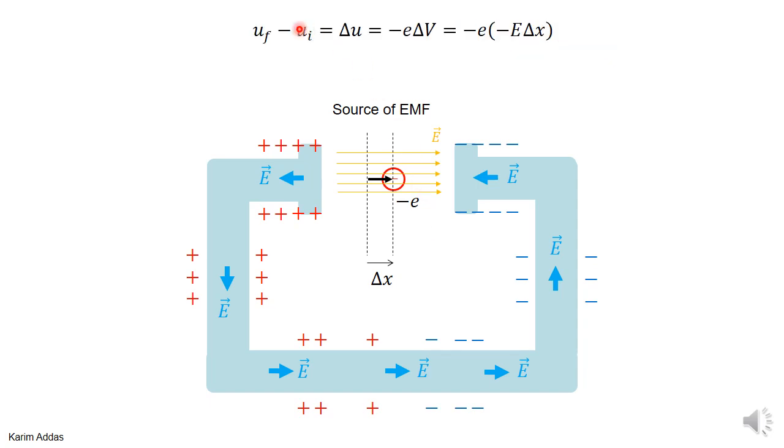So the difference in energy of the system will be the charge times the potential difference between the two points. The charge is minus e, and the potential here is smaller than the potential there, because the electric field goes from high to low, so this point is at a lower potential than this one. So let's assume it's a uniform electric field, so we can say it's minus E times the displacement.